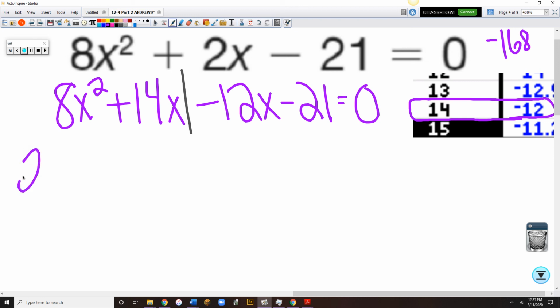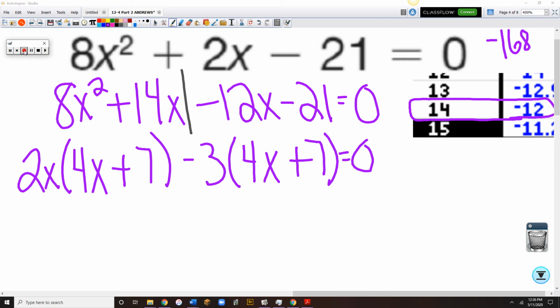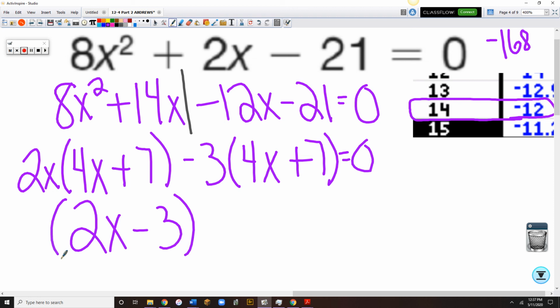So let's see, 2 and x divide out of the first one, leaving me with 4x plus 7. A negative 3 divides out of the second one, leaving me with a positive 4x and a plus 7. Factors will be 2x minus 3 and 4x plus 7.